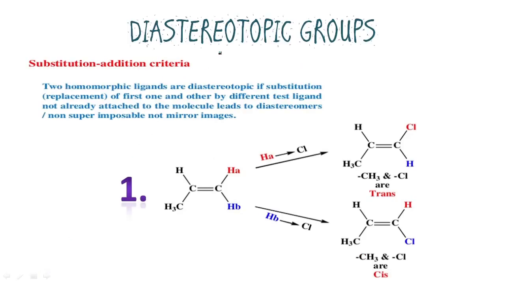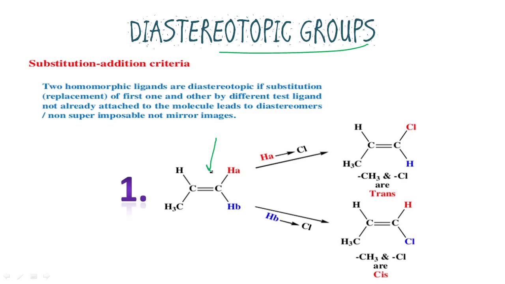The next one is diastereotopic groups. Now these diastereotopic groups, what does it mean? Due to these groups, there is a formation of a diastereoisomer, not an enantiomer. So that can also happen. Instead of formation of enantiomer, we can have diastereomer. Two homomorphic ligands are diastereotopic if the substitution of first one and other by a different test ligand are not already attached to the molecule. So let us not get involved in the definition.